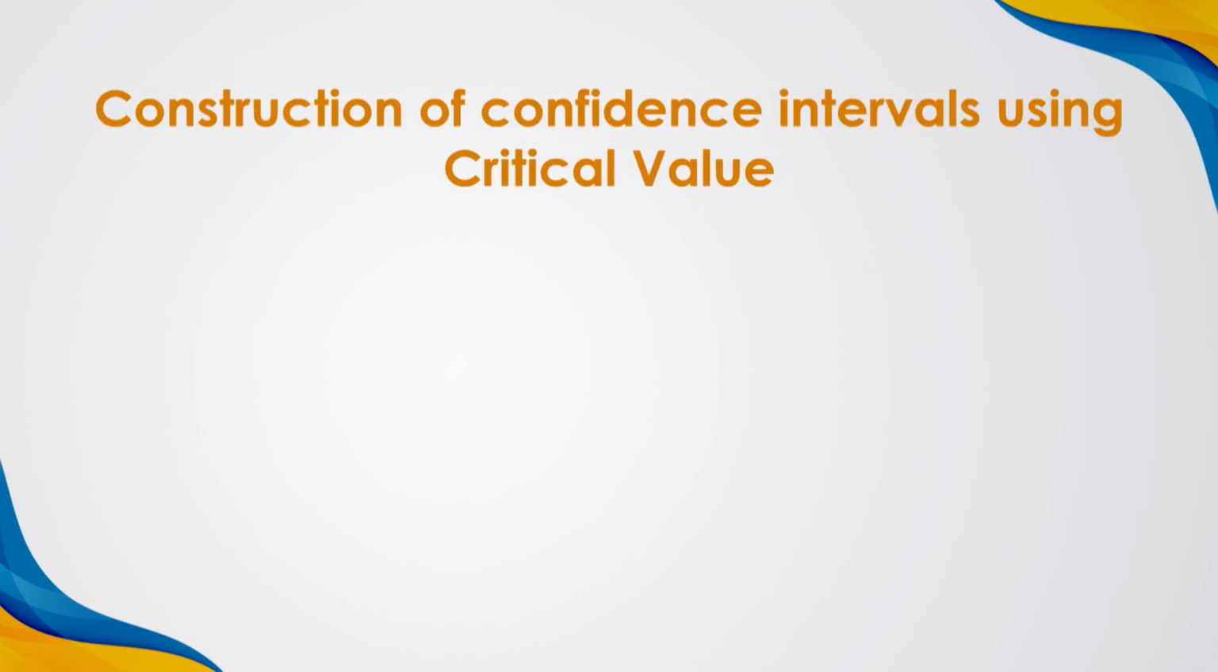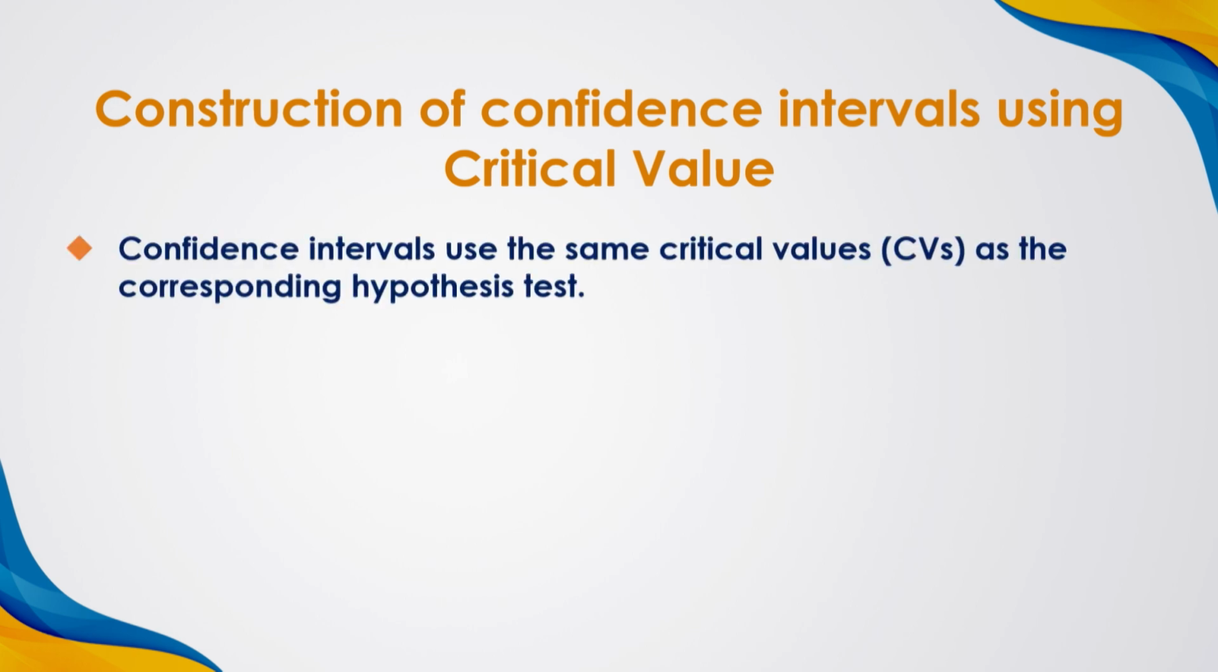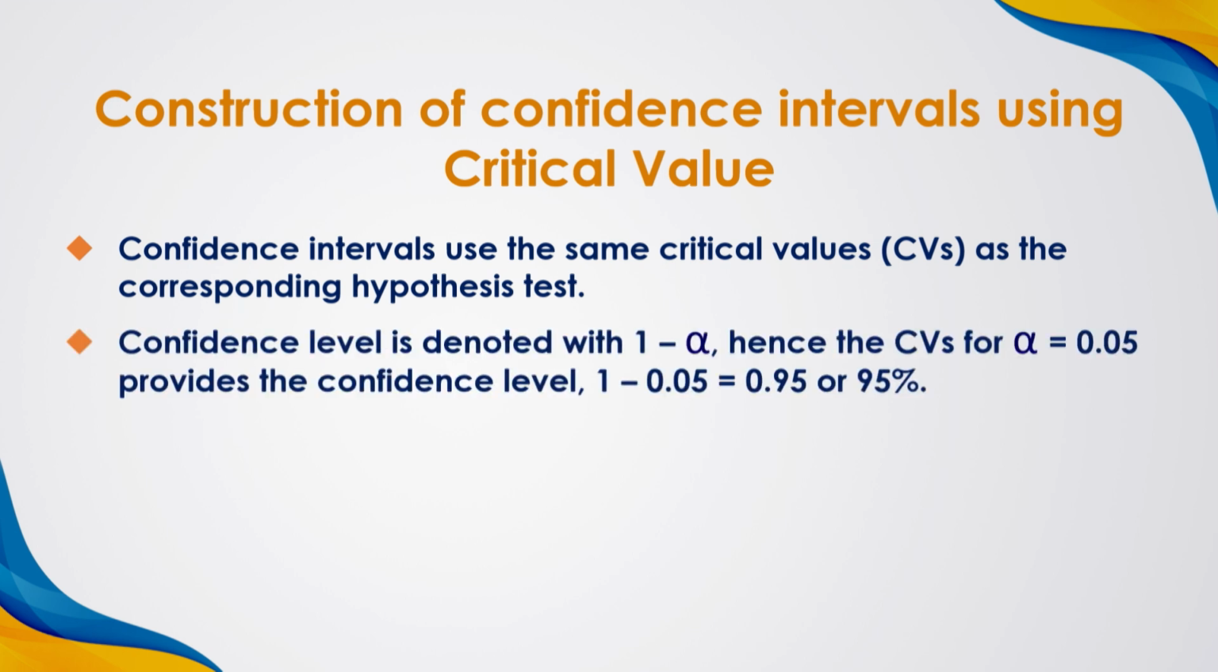Constructing confidence intervals using critical values is another important task in testing of hypothesis. Confidence intervals use the same critical values as the corresponding hypothesis tests. The confidence level is defined as 1 minus alpha, hence the critical value for alpha equal to 0.05 provides the confidence interval of 1 minus 0.05, equivalent to 0.95, also called 95% confidence.